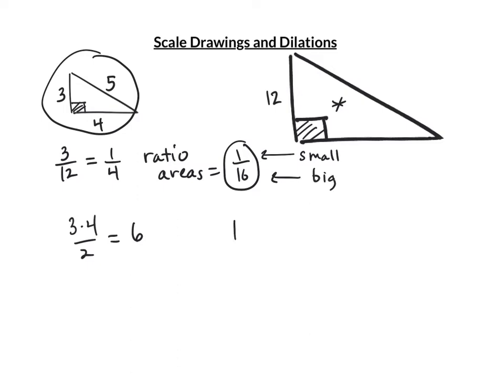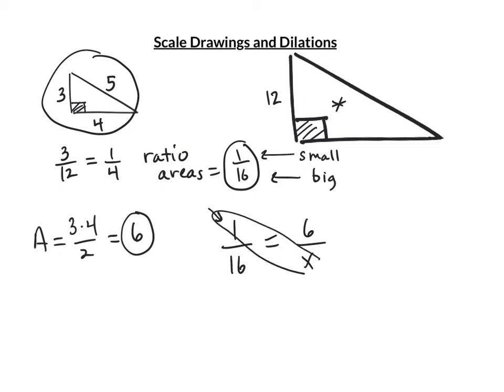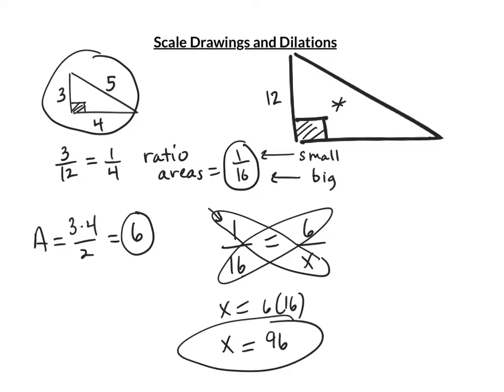I can make ratios now. 1 is to 16, that's the ratio of the areas. I know the area of the small is 6. That goes up top with this small number, the 1. 6/x, and then I can cross multiply and find what I need. 1 times x is x, 6 times 16, and 6 times 16 is 96. The area of the large triangle would have been 96.